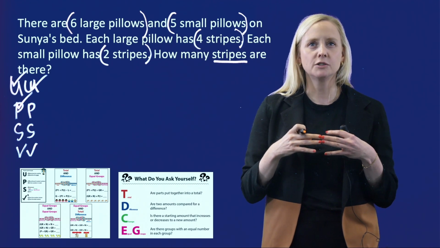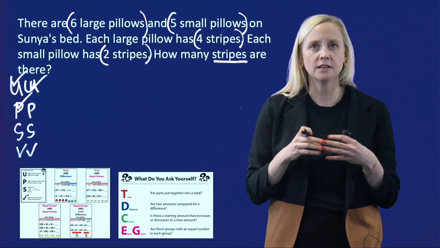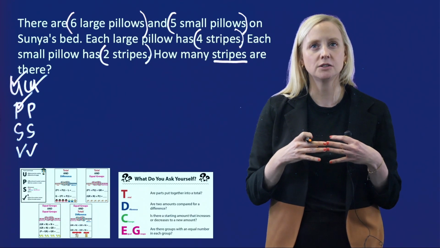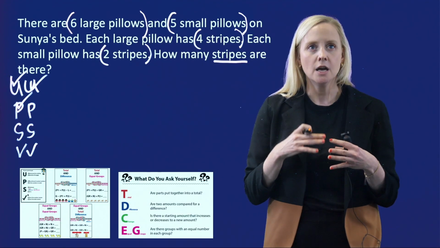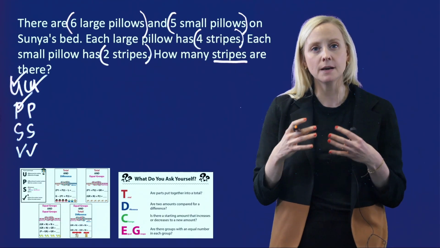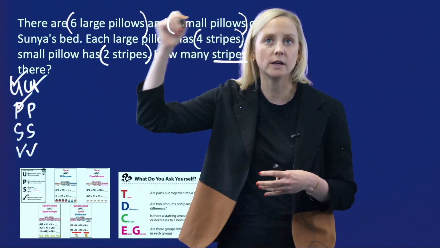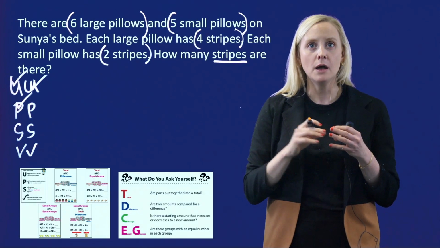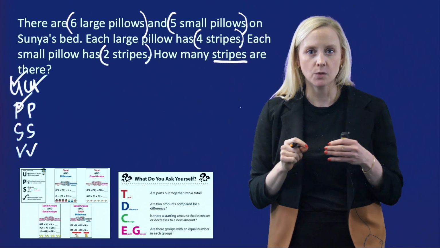There are 6 large pillows and 5 small pillows on Sonia's bed. Each large pillow has 4 stripes. Each small pillow has 2 stripes. Okay, so first we're thinking about the large pillows. So this is a little tricky because a lot of times we just do 1, 1, 2, but here we really have to be strategic and thoughtful and make sure we're double checking where we put our numbers.